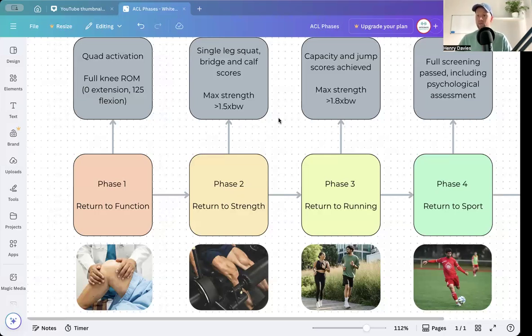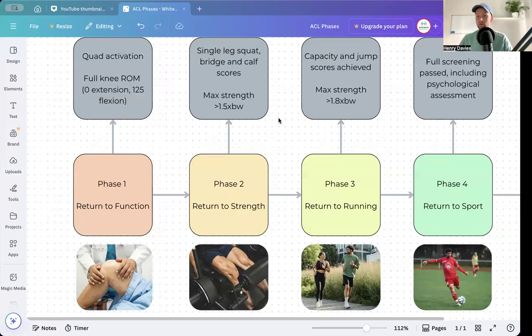Any more than that, even if the scores themselves are good, keep going until you've achieved asymmetry within that range of 10 to 15%. So once you've achieved that, asymmetry scores of 10 to 15%, on the single leg squat 10 reps, calf and bridge scores 20 reps, trunk lateral side plank scores of 30 to 60 seconds, and max strength scores of 1.5 body weight on a back squat or a single leg press, you can then move on to running.